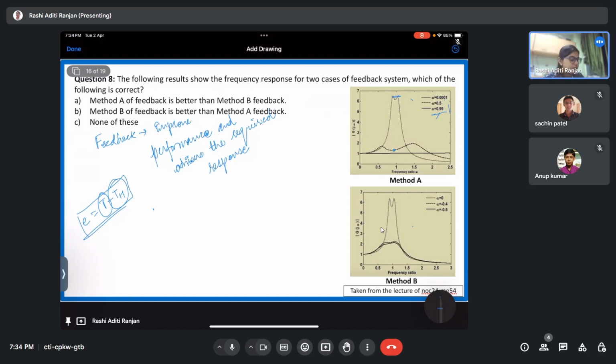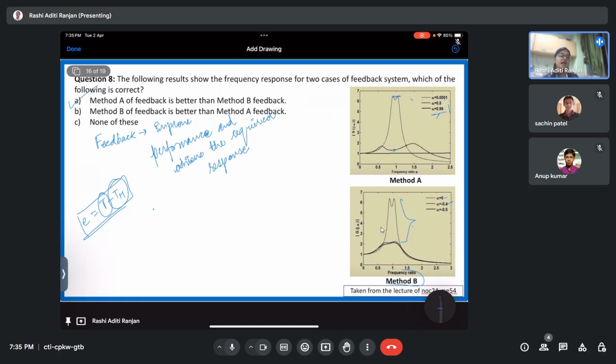But what is happening for method B? For method B, you can see that from 0 to 0.4 my variation is significant. However, when I change alpha from 0.4 to 0.5, the variation is very small, or you can say even insignificant. So I see that at the higher value of tuning ratio, my method B is not able to mitigate the vibration that effectively. So I would say method A is a better way of mitigating the vibration than method B. I would prefer method A for mitigation of vibration. So method A of feedback is better than method B of feedback.